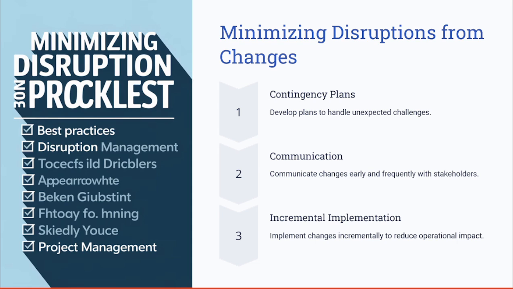Minimizing the disruption from changes, and how to do that. Minimizing the disruption ensures that the change implementation does not derail the project. How to do that? By developing a contingency plan to handle unexpected challenges. Also, ensure to communicate early and frequently with the stakeholders and implement the changes incrementally to reduce the operational impact.